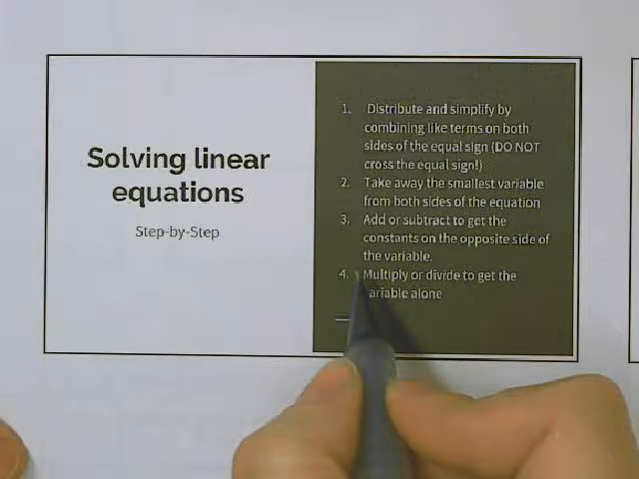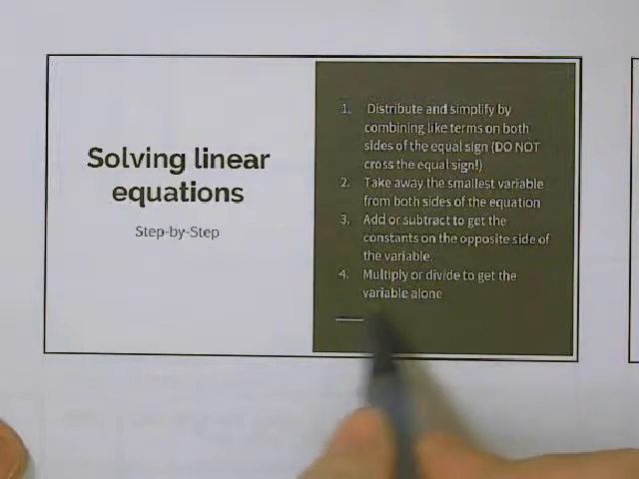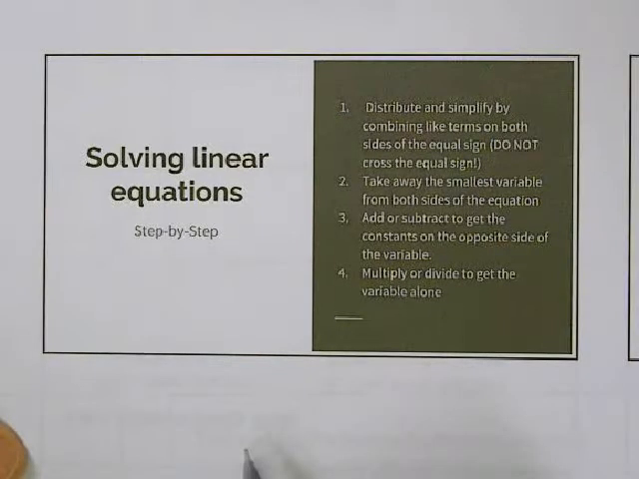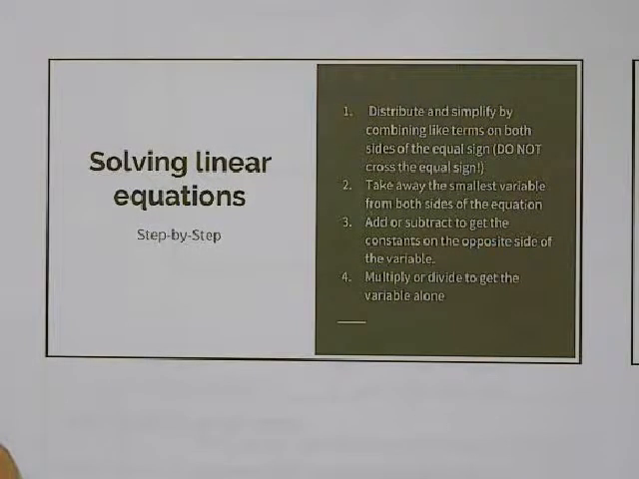Next, you add or subtract to get the constants to the opposite side of the variable. And then you multiply or divide to get the variable alone. So those are your basic step-by-step directions for getting through and solving linear equations. Now we're going to move on into solving linear inequalities.